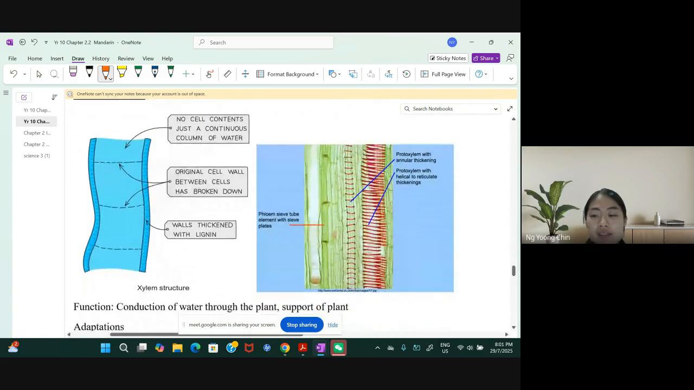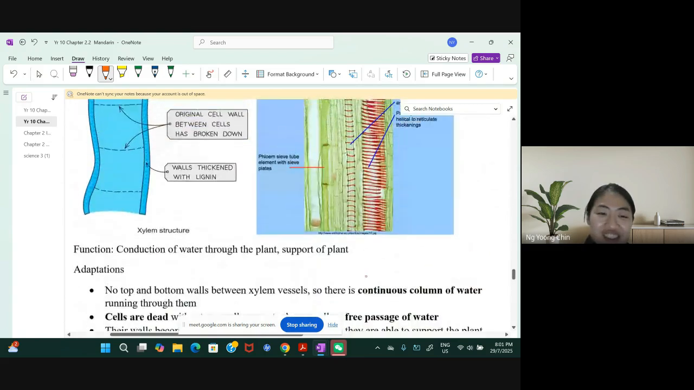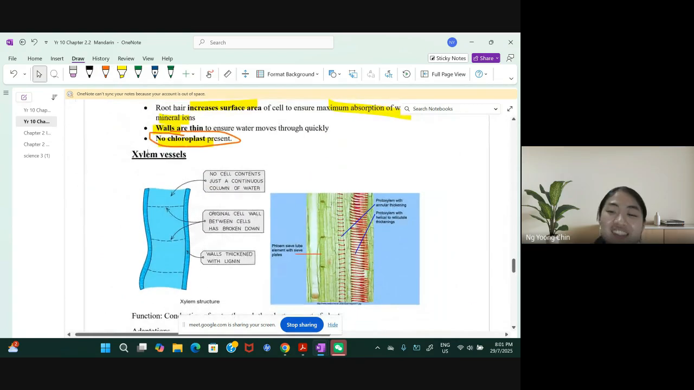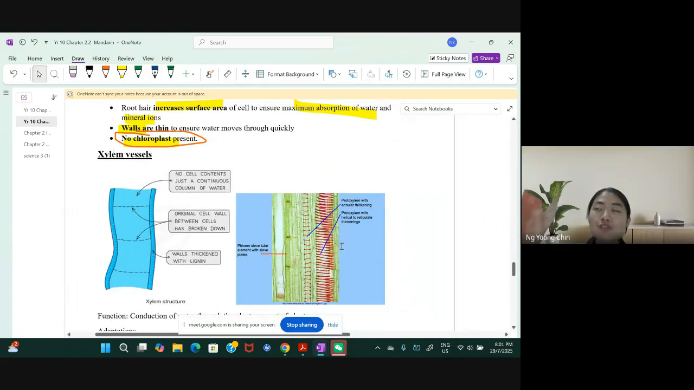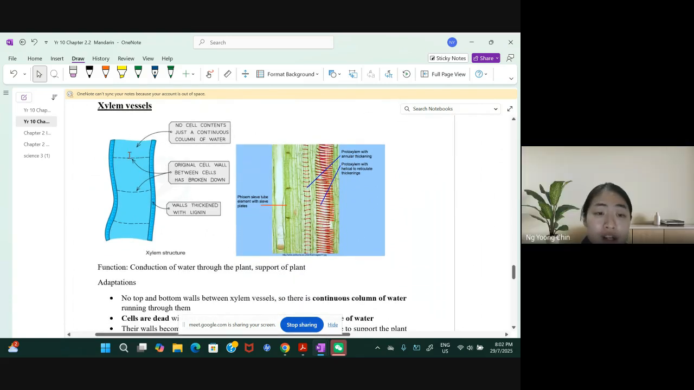Okay, then now we talk about the last structure, the xylem vessel. Just 3 minutes. So this is the xylem vessel. Where can you find it? You can find the xylem vessel in these 3 parts: the roots, the stem, and the leaf.